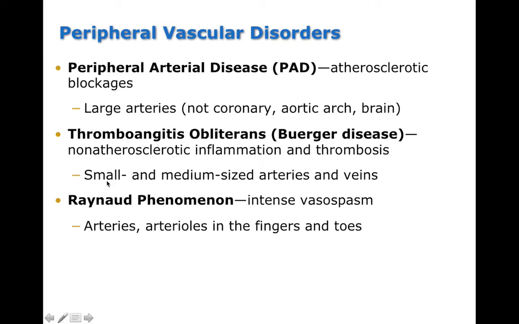Now, it's typically going to affect small, medium-sized arteries and veins, and so you see this commonly in tobacco users. Now, Raynaud phenomenon is actually associated with rheumatoid arthritis, but what's fascinating here, it's actually an intense vasospasm of some of your peripheral vessels. So arteries and arterioles in the fingers and toes can vasoconstrict, and then what happens is you get such limited blood flow to the extremities, they get white, they get pallor or cyanosis or bluing, and they get a lack of blood flow to the fingertips, which can actually be very painful. So this one's actually associated with other autoimmune disease as well.